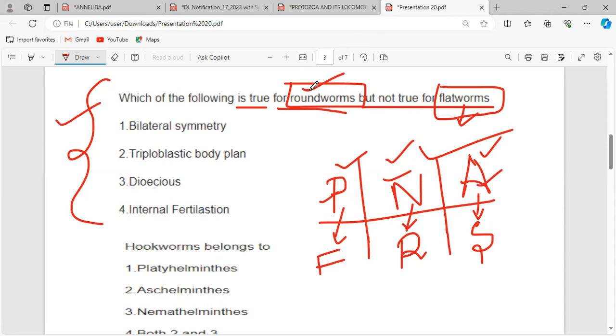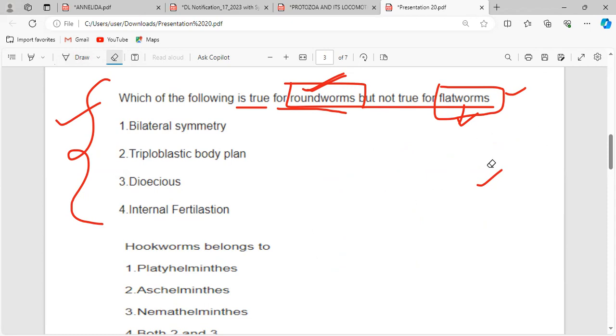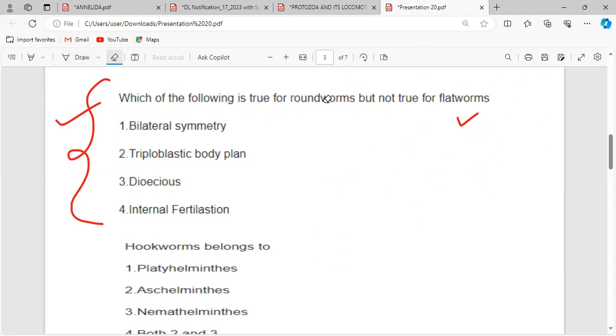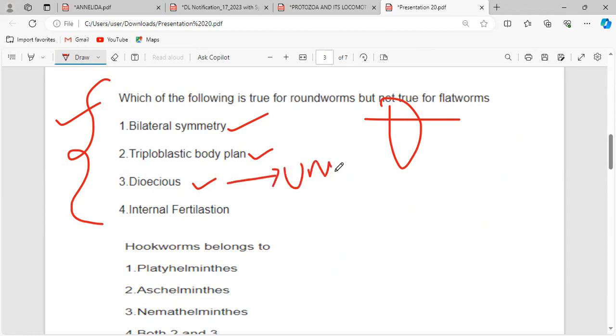So what are the characteristics of roundworms which are not applicable for flatworms? This is the thing you have to remember. And one more thing is the meaning of all those four options. Bilateral symmetry: we can cut the organism at a particular plane. Triploblastic means three different germinal layers are present: ectoderm, endoderm, and mesoderm. In case of dioecious, the male individual is different from the female individual. Both sexes do not appear in the same individual. That is dioecious, also said to be unisexual.